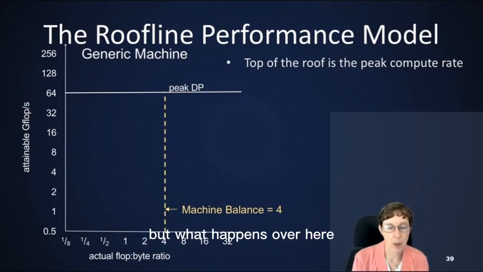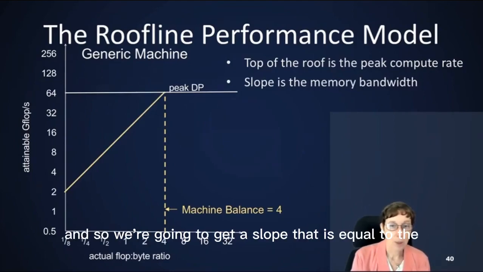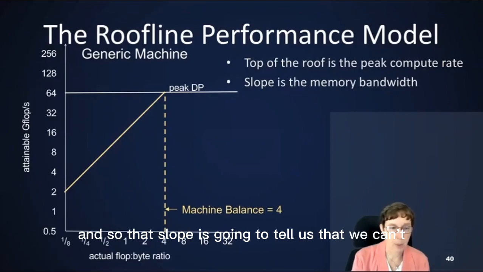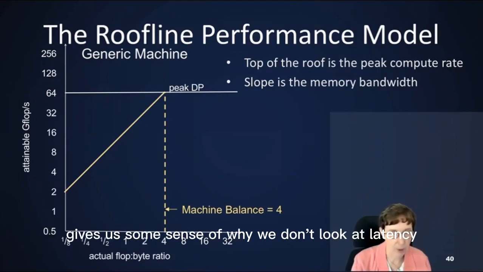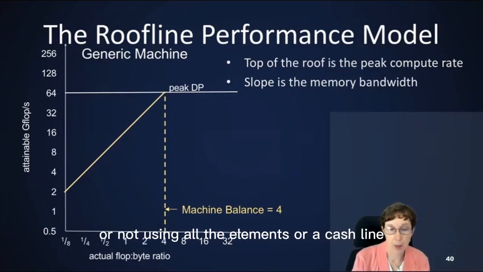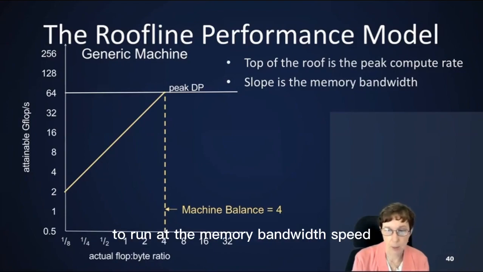But what happens over here? Well, we're going to be limited instead because we don't have enough floating point operations relative to the number of memory operations. And so we're going to get a slope that is limited by the memory bandwidth. And so that slope is going to tell us that we can't possibly run any faster than the memory bandwidth. And that also gives us some sense of why we don't look at latency. Latency we're well below this if we're actually jumping around through memory or not using all the elements of our cache line. But if we've got a low computationally intensive problem, we can't do any better than to run at the memory bandwidth speed.